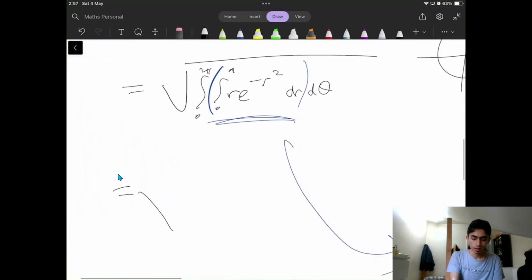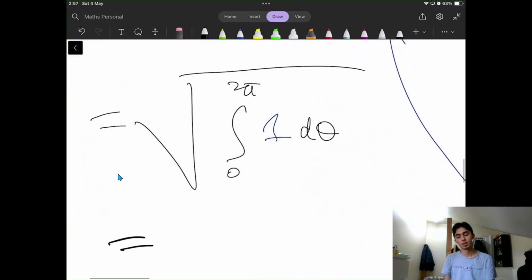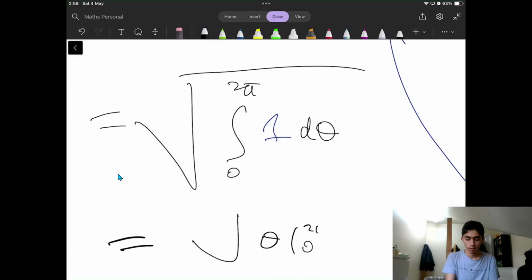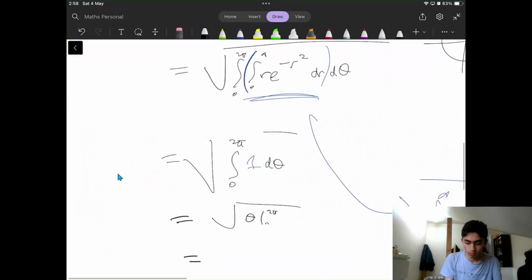This means that we have the square root of the integral from 0 to 2 pi of the blue thing, which happened to be 1, and then finally we have a d theta just chilling on the outside, right? If you integrate that with respect to theta, 1 just becomes theta. Plug in the limits 0 and 2 pi, and you basically get the square root.